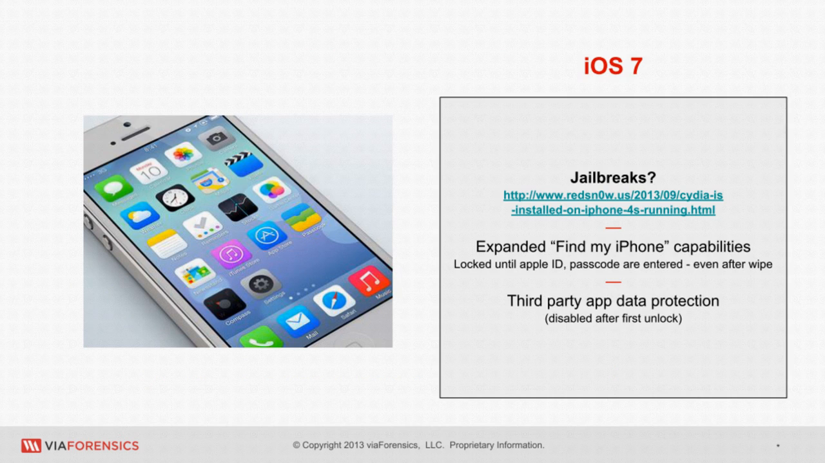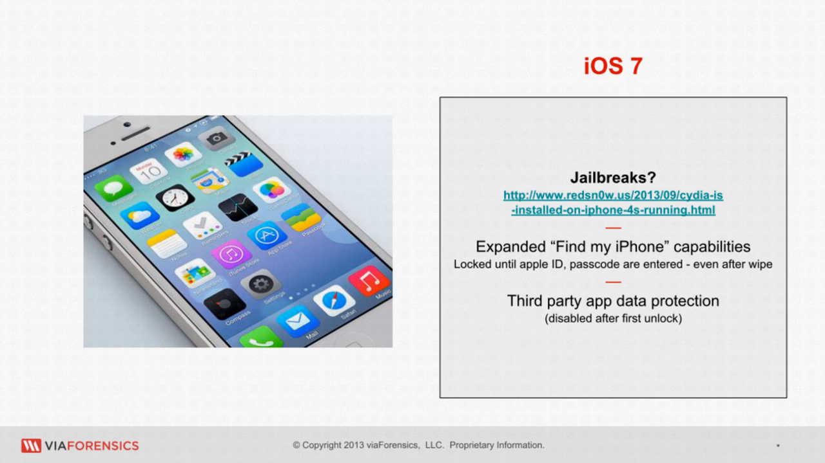iOS 7 is about to come out. We spoke about it a little bit earlier, but wanted to call it out specifically because they're expanding their Find My iPhone capability. If somebody activates Find My iPhone, the phone is locked entirely until the Apple ID and password are entered, and the user can even wipe the phone, and even after a full wipe, the lock is still there. Third-party application data is also going to be protected on iOS 7, so that the same protection that's on a majority of the data is now going to be pushed to third-party app data as well.